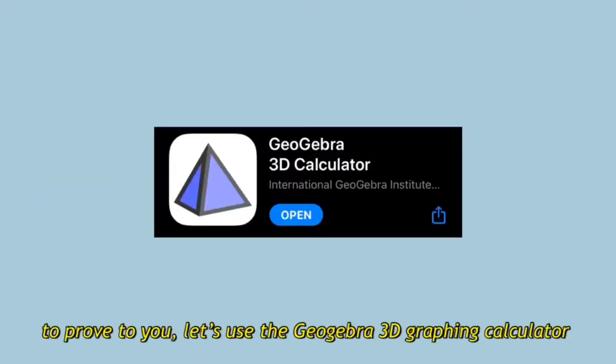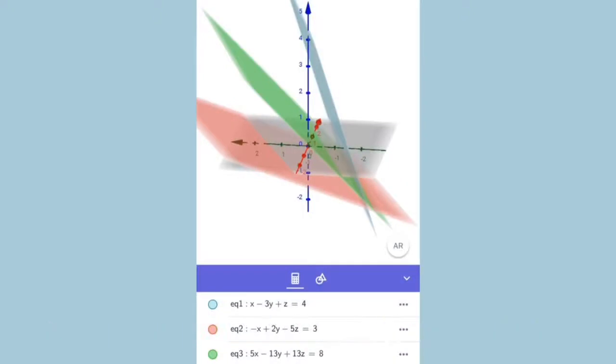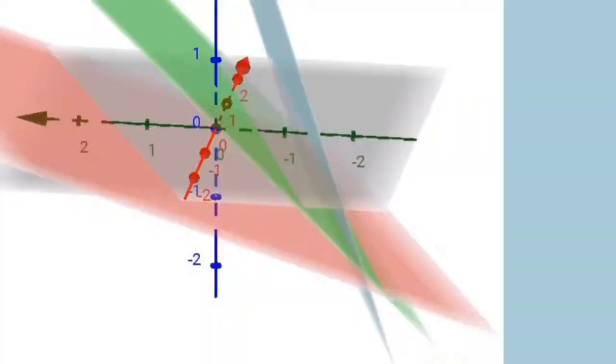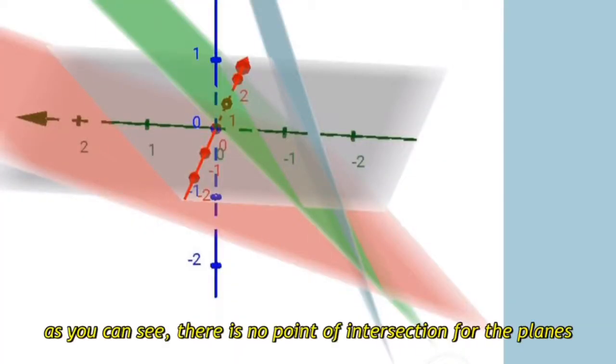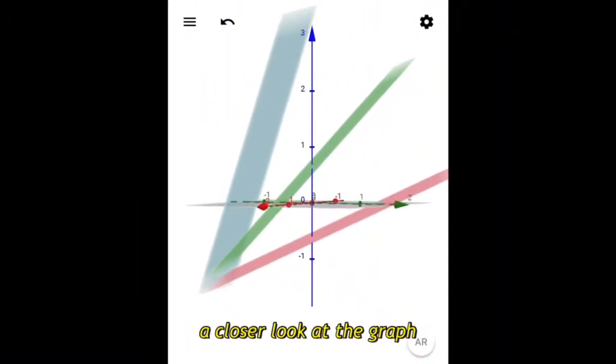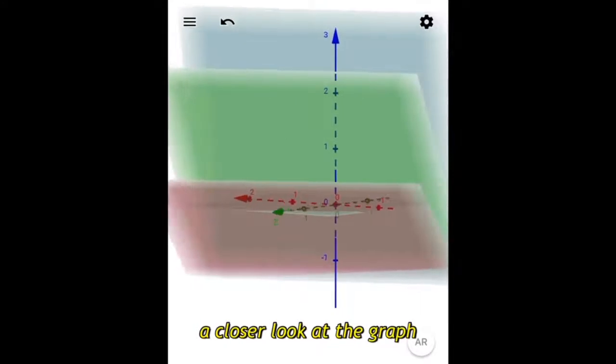To prove to you, let's use the GeoGebra 3D graphing calculator. As you can see at the graph. At a closer look, you can see that there is no point of intersection for all planes. Here is a closer look if you want to see.